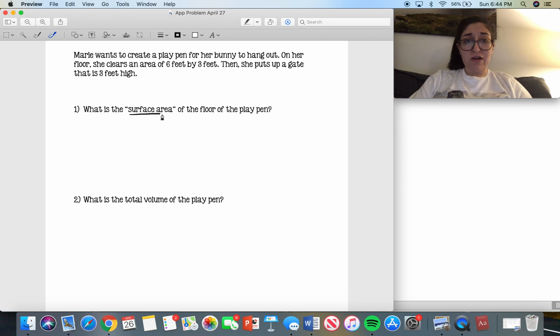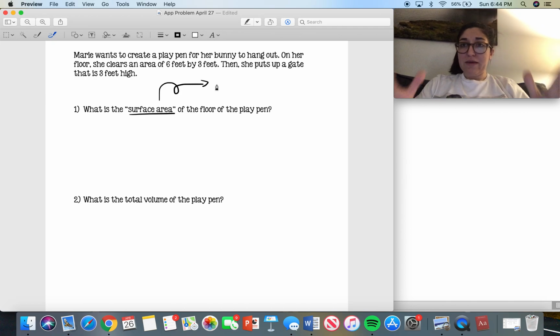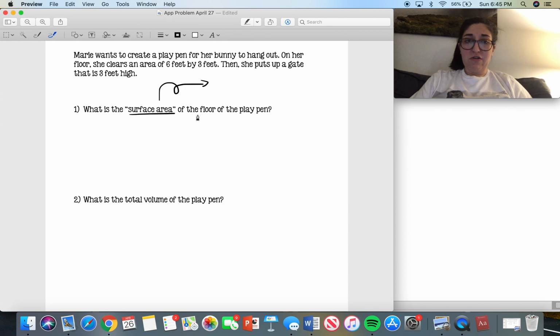So surface area is actually just like area, right? It's area, but when we're dealing with volume, remember, because it's something that's 3D, it's one of the sides. So for this, when it says the surface area of the floor, it's asking about what is the total area that is covered by the floor here. And we'll get to that in a minute, right? But I'm just going to write A for area.